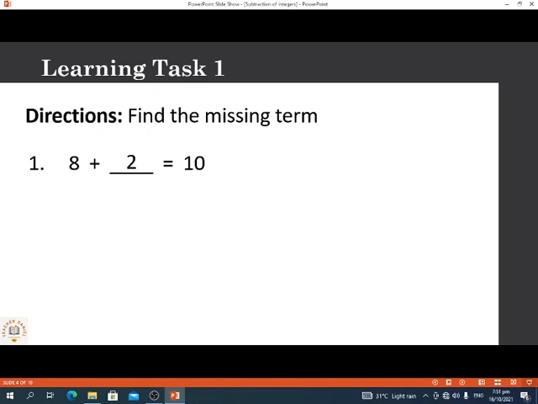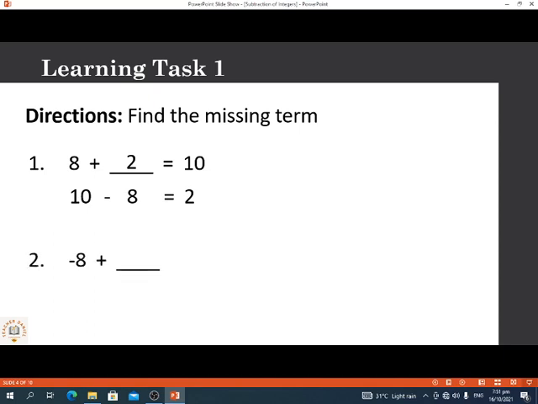Very good. Since our operation is addition, remember that subtraction is the inverse operation of addition. So to get the missing number, 10, which is the sum, will become the minuend, minus 8, which is the first addend, will become the subtrahend, equals 2, which is the missing number.